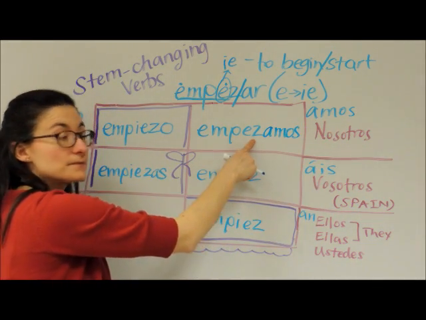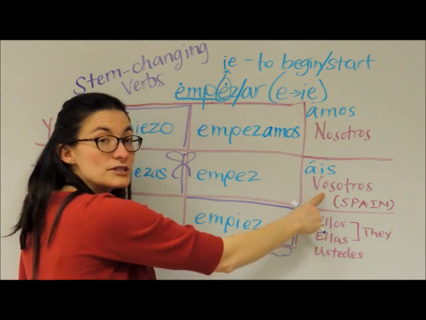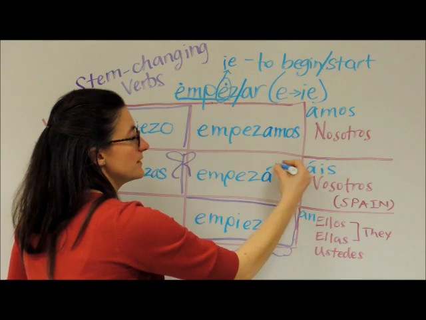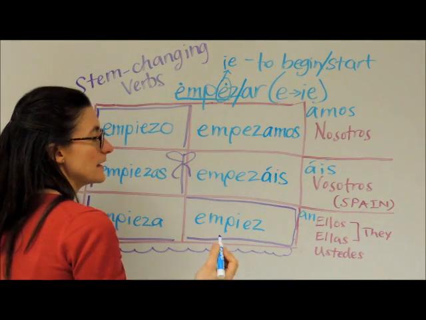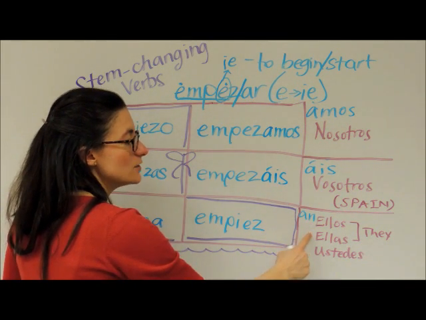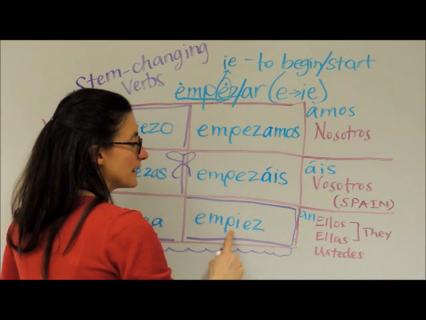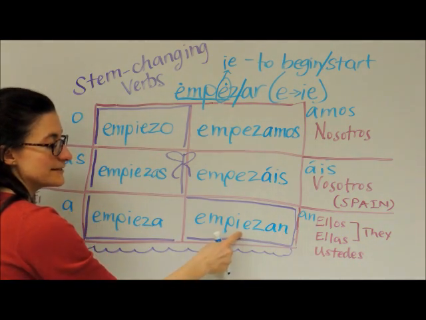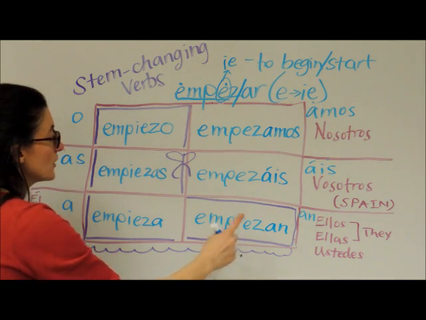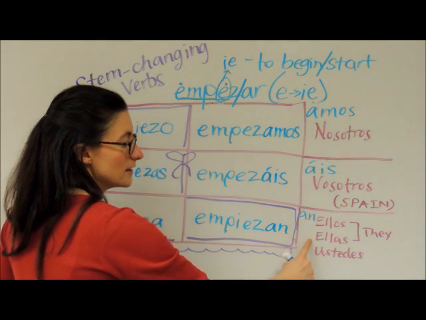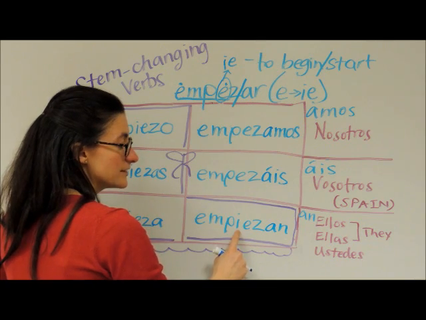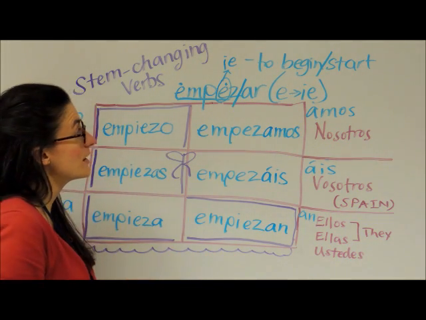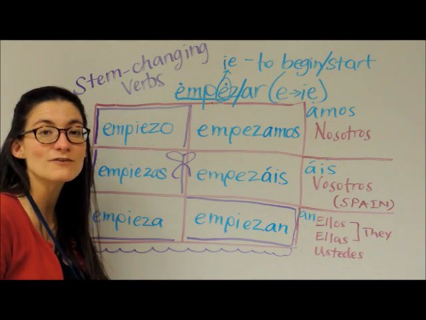empezamos, we start. This one would be vosotros, which means you all. You add empezáis with this accent over the A, empezáis. And then we have for ellos, ellas, and ustedes, empiezan, once again with our stem change. So this is they begin or they start, you all begin or you start. And that's the AR example for a stem changing verb.